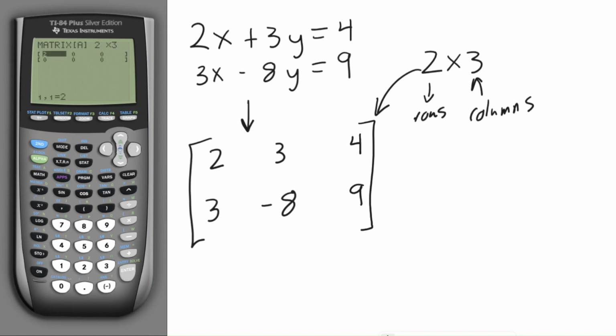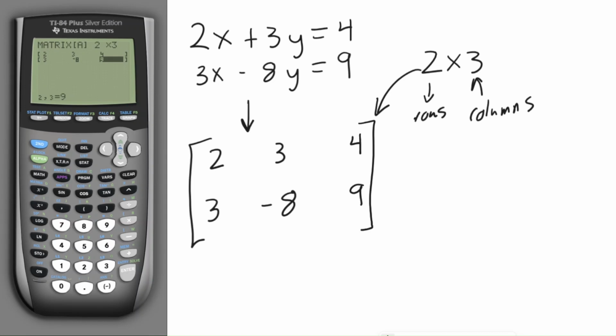And now we just type in what we have. So 2, 3, 4. So I'll type 2, enter, 3, enter, 4. It automatically goes to the next spot. And then 3, enter, -8, enter, and 9, enter. So now we have the matrix plugged into our calculator.